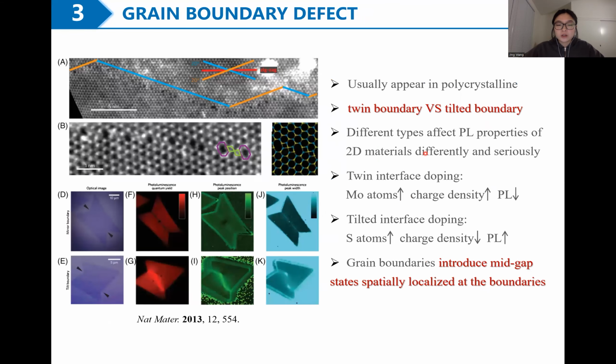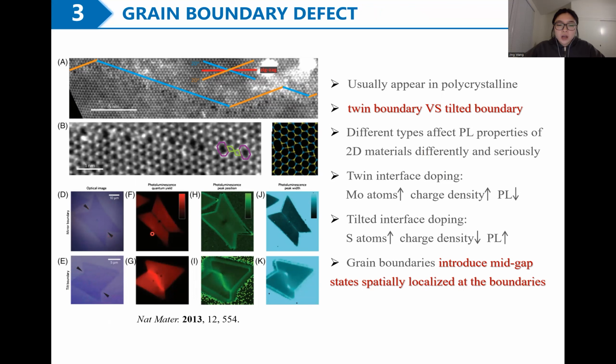Then, the grain boundary defect. Figure A shows the atomic structure of grain boundaries. The grain boundary has a plus or minus 20 degrees incline, and both tilt and mirror twin boundaries can be found in these films. So, in order to detect the impacts of grain boundaries on 2D materials, we compare the PL mappings between the sample with a highly symmetric mirror twin boundary and the sample with a tilted boundary. The black arrows point out both ends of the boundaries.